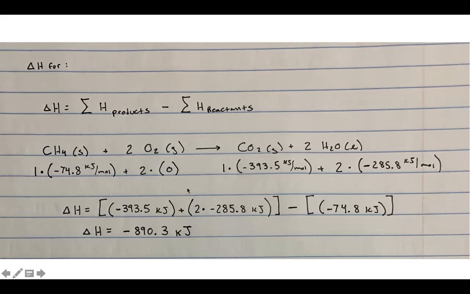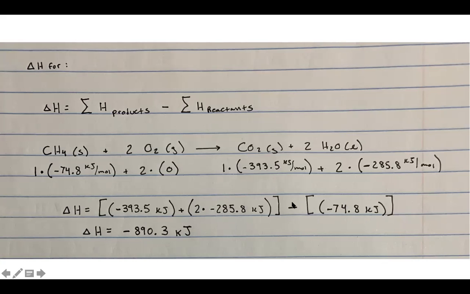It's equal to the sum of all of our products, right? So this is the enthalpy of formation of CO2 plus 2 times the formation of liquid water. We're gonna add that all together, and then we're gonna subtract from it all of our reactants, which in this case is just methane. And when you solve this, your delta H will come out to negative 890 kilojoules.